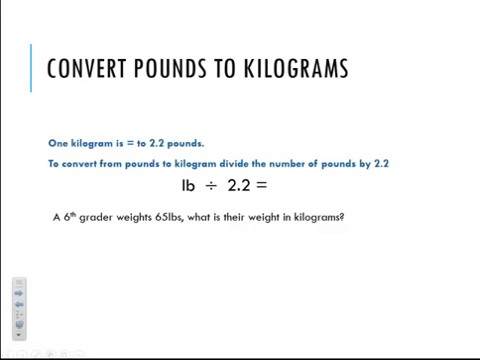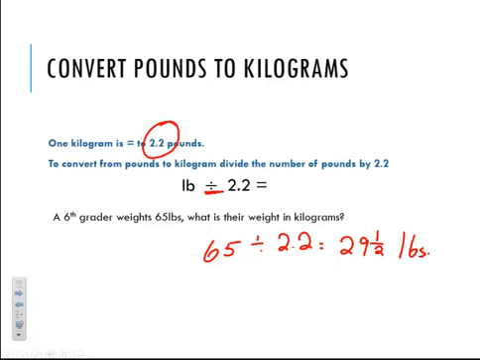To go from pounds to kilograms, just like before, we still have the 2.2. 1 kilogram is still equal to 2.2 pounds. So to convert from pounds to kilograms, we're going to divide the number of pounds by 2.2. So we have a 6th grader who weighs 65 pounds, and we're going to divide the 65 pounds by 2.2. And the answer is 29.5 kilograms.